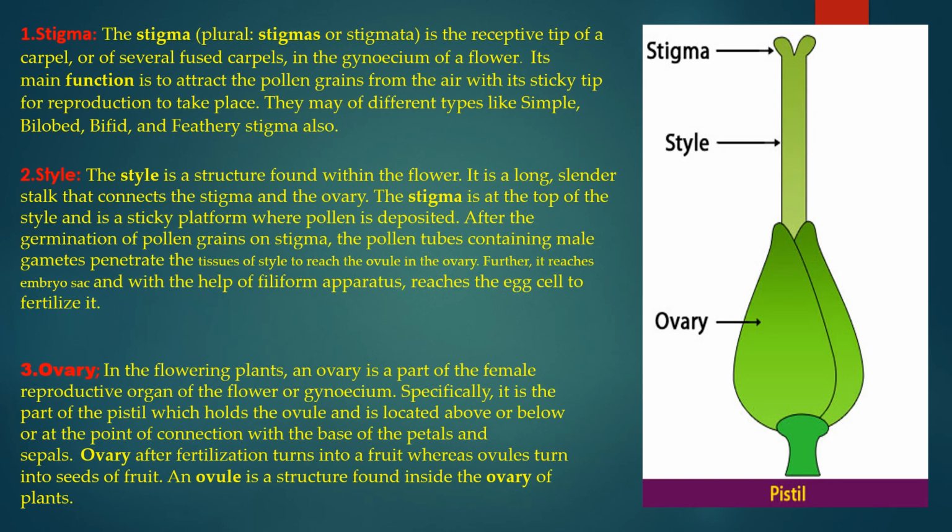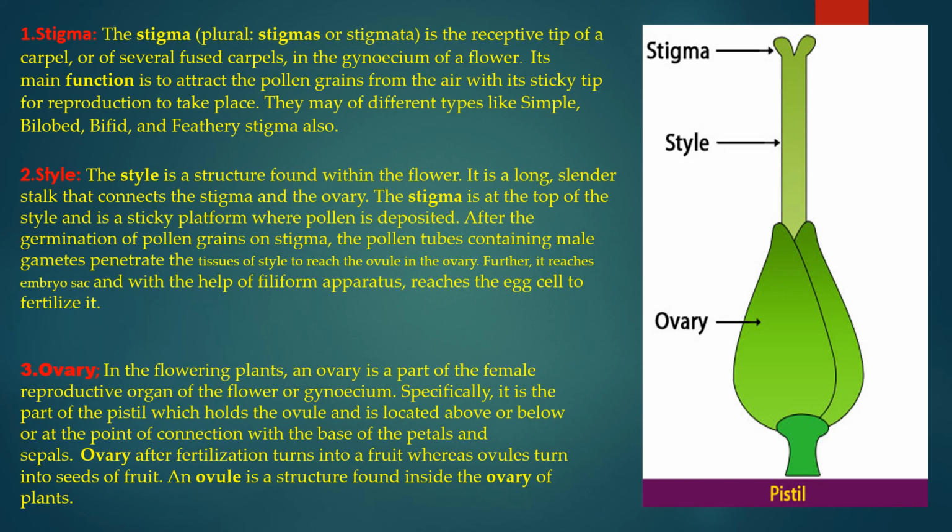Coming to the first part of the gynoecium, that is the stigma. The stigma, plurally called stigmas or stigmata, is the receptive tip of a carpel or of several fused carpels. In the gynoecium of a flower, its main function is to attract pollen grains from the air with its sticky tip for reproduction to take place. Different types of stigma may be there, like simple, bilobed, bifid, as well as feathery stigma. So this is the stigma.